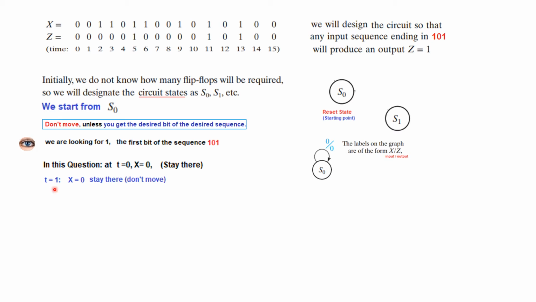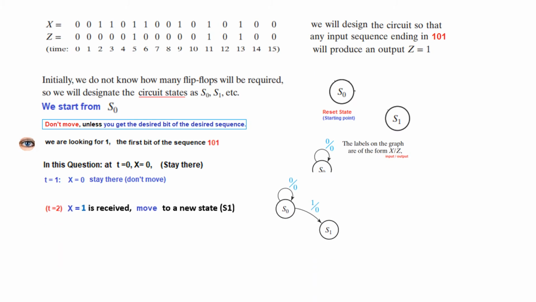Next we come to t equal to 1. Here also the input is 0 and the output is 0. We are looking for 1, remember. So we'll stay here, don't move. We stay again, we loop back and come here. So just show one loop; the previous loop, you can say, has been eliminated.